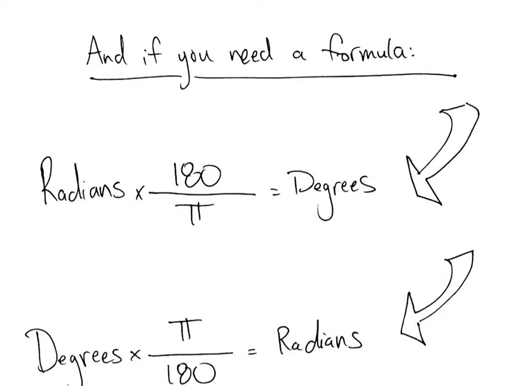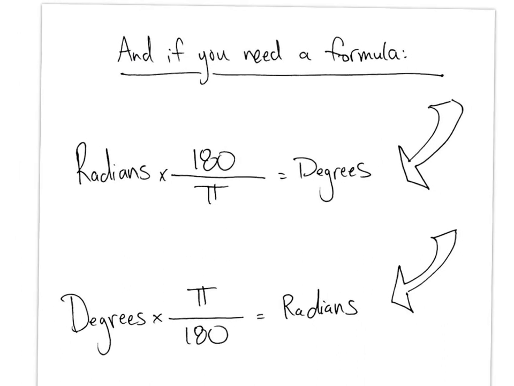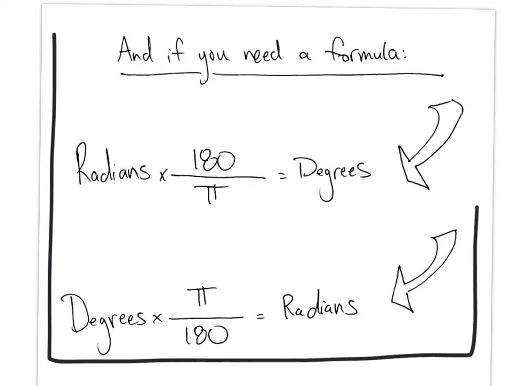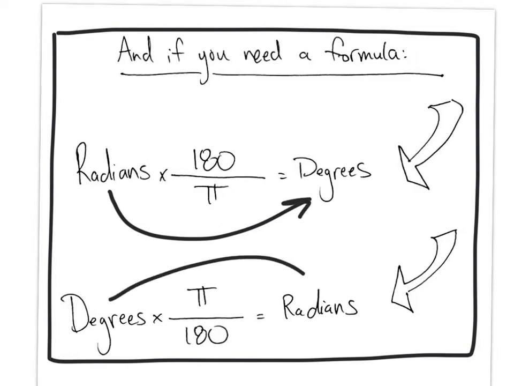Oh, and if you need a formula, so I don't recommend this, but sometimes you're going to have a question that says how many radians is 117 degrees, and you just can't do that in your head. So this is how you could actually calculate going from radians to degrees, or going from degrees to radians. Notice how we're multiplying by this conversion factor. You see this in chemistry, you see it in physics, you see it all over the place. But there you go.